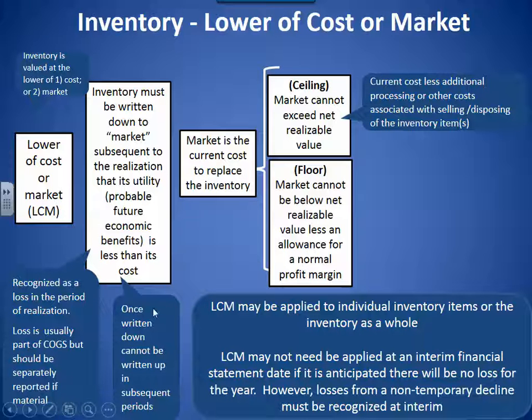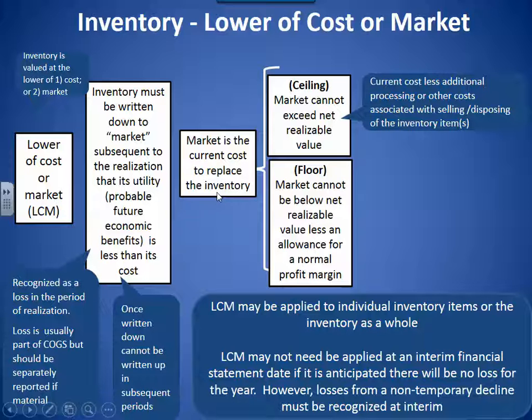Another thing that's very important is once that item has been written down to market, it cannot be written up in subsequent periods. And also, the cost of that item when it's written down is that written down amount. Now, market overall is the current cost to replace the inventory itself.